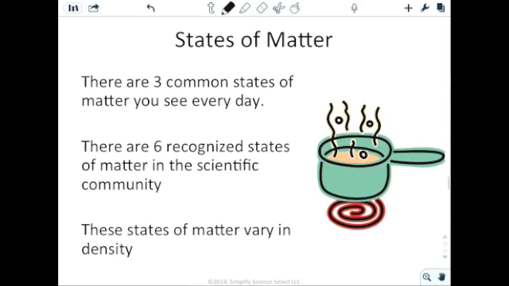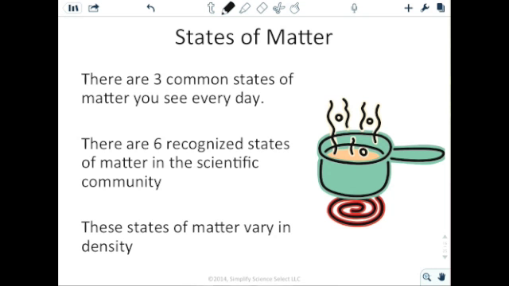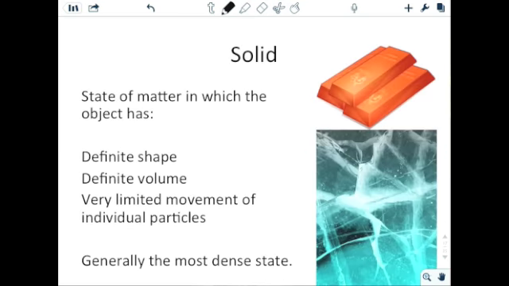Moving on, we see the states of matter. There are 3 common states of matter that we see every day. There are 6 recognized states of matter in the scientific community, and these states of matter vary depending on their density. So solid will have the highest density, and then we will move up throughout those states of matter, and the density will decrease.